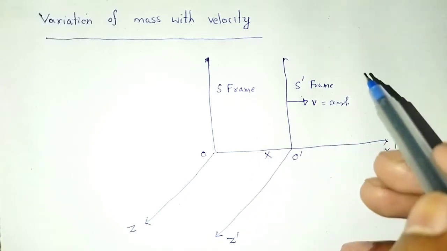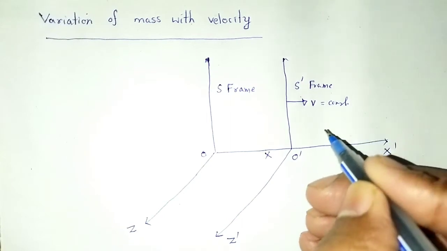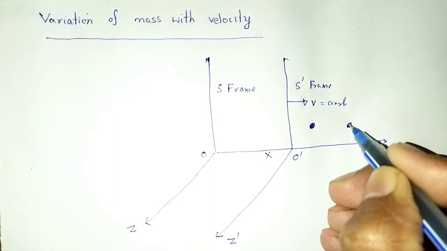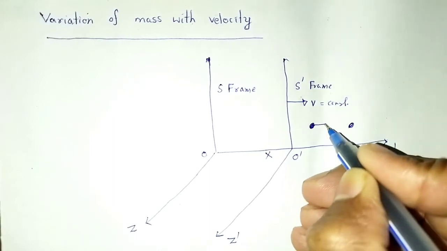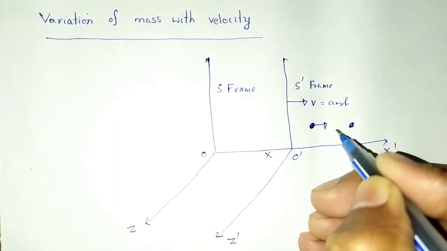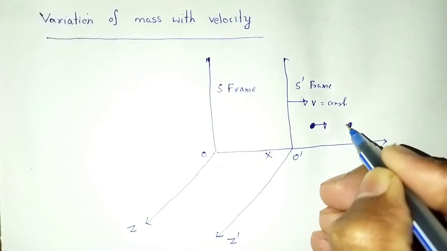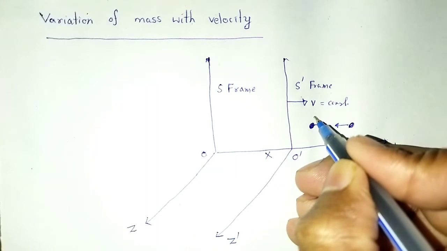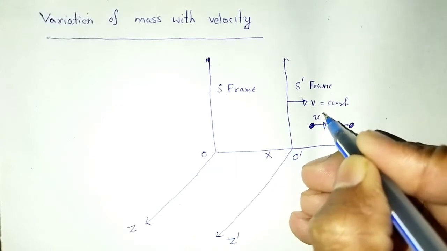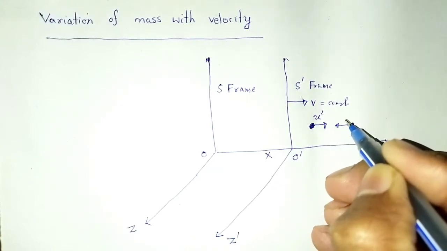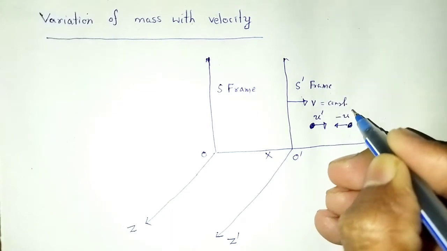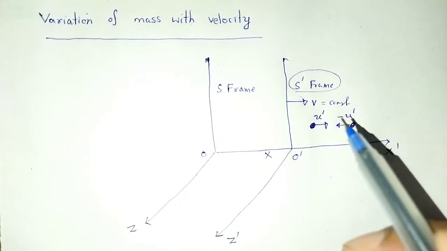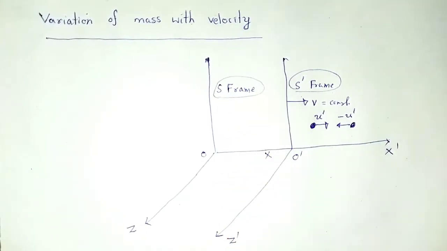Let me take two similar bodies approach each other with equal speeds, u' and minus u', in the S' frame. This one is the S frame.